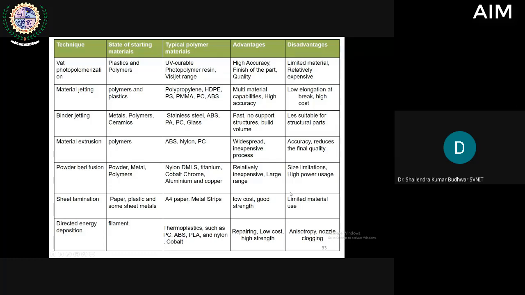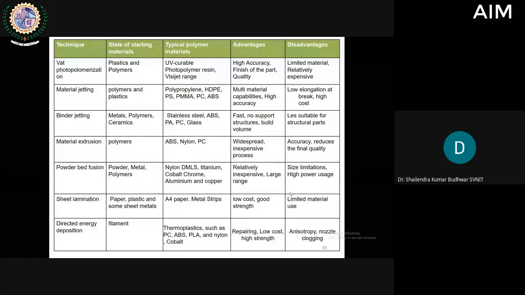So this table gives the comparison of different techniques in terms of state of starting material, typical materials, advantages and disadvantages. You can see this wet photopolymerization technique is mainly used for plastic and polymers, that is ultraviolet curable photopolymer resins. Parts are having high accuracy, finish of the part is also good, but there are limited number of materials, and it is also relatively expensive.